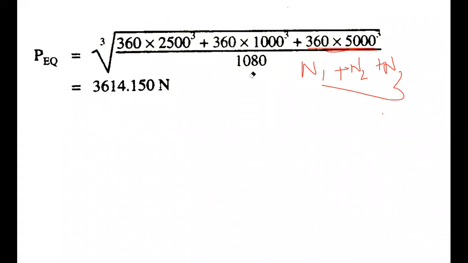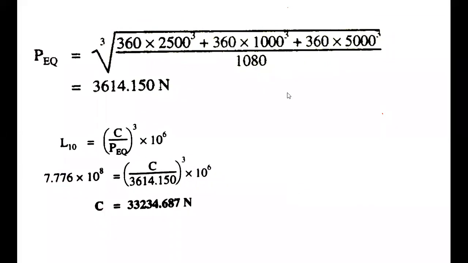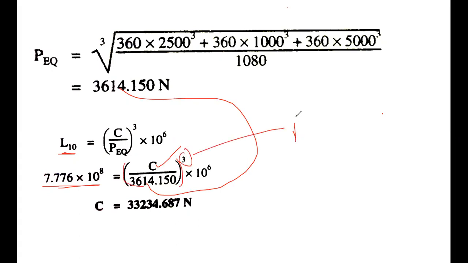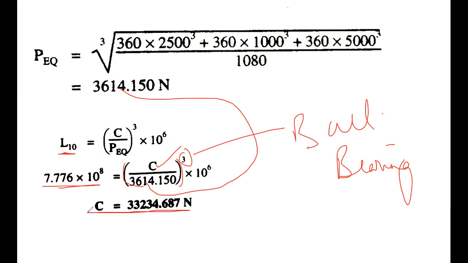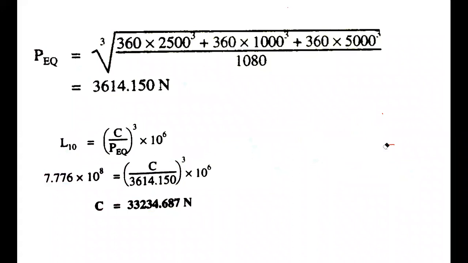Next, we are going to find out the dynamic load capacity from the load life relationship. So this is the load life relationship. L10, which we have previously found out, is 7.776 into 10 raised to 8, divided by PE, equivalent dynamic load, raised to 3 because it is a ball bearing. So the answer is 33234.687. They have not told us to find out the bearing, the selection of bearing from the machine design data book. So we will not do it.